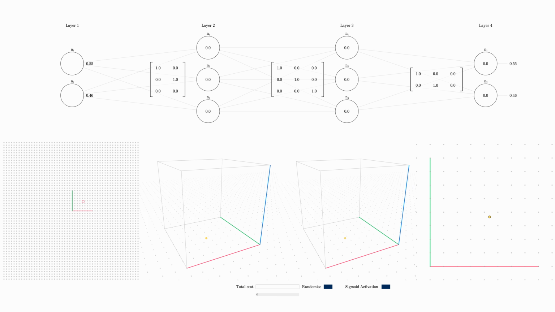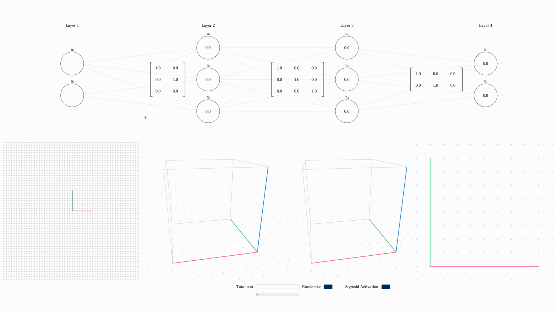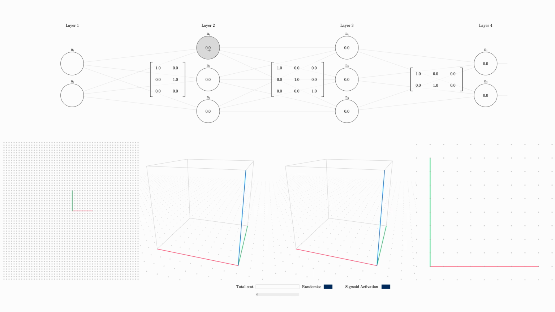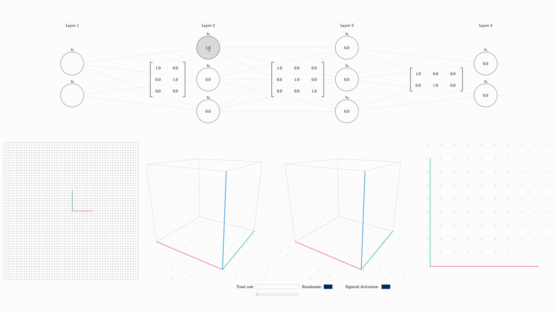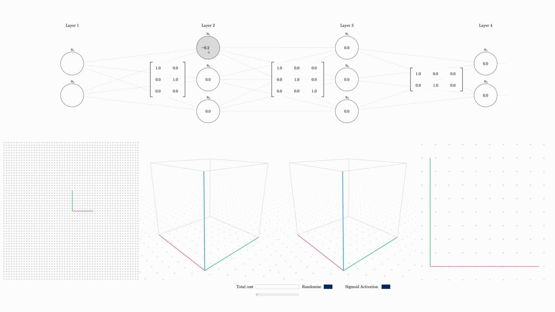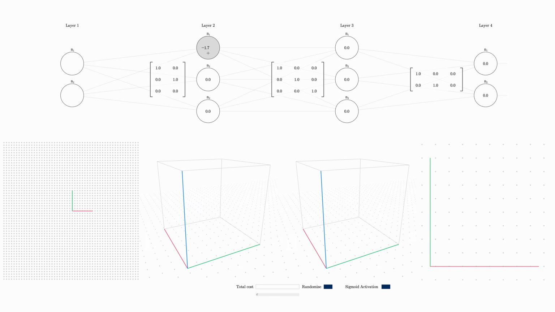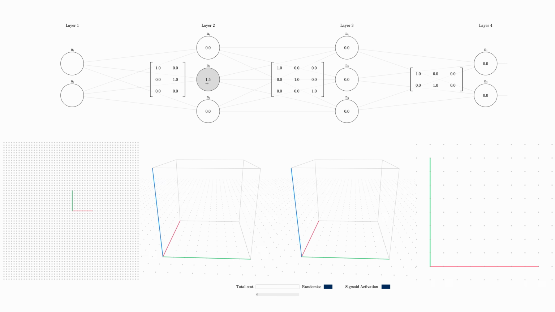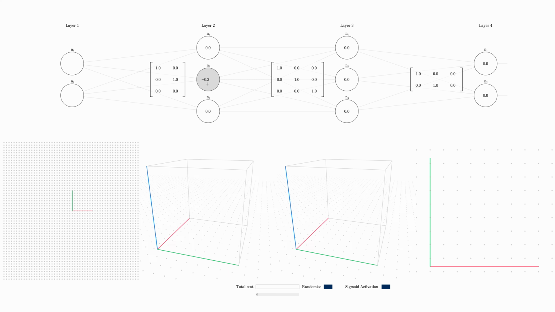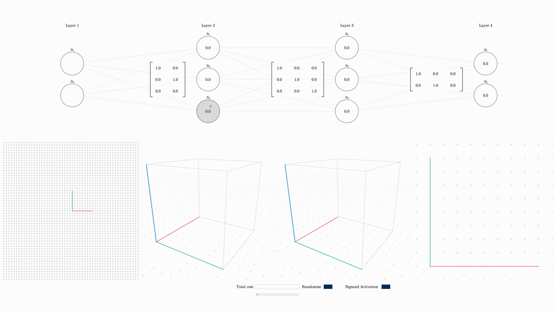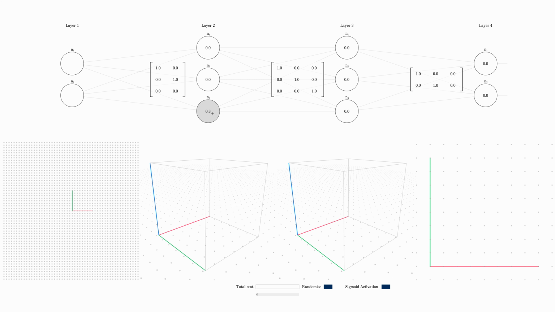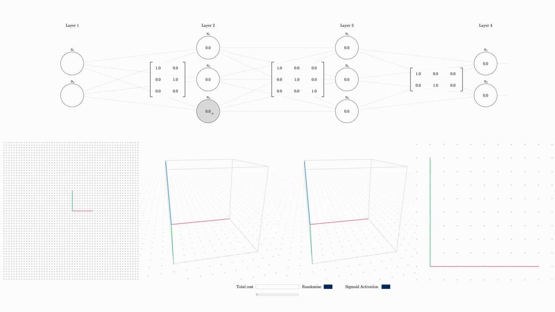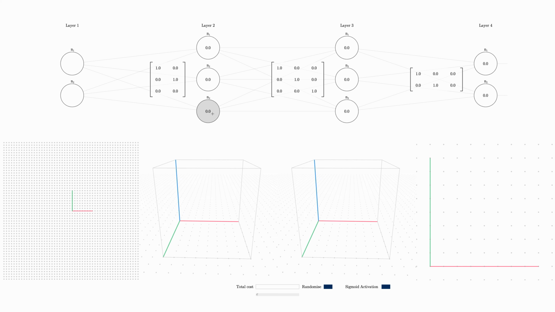Okay, so what happens if I now change the numbers in our vectors and in our matrices? Well, let's see. If I change the first bias, we are actually translating the space in the red direction. If I change the second bias, I'm translating the space in the green direction. And if I change the third bias, I'm translating the space in the z direction, as you can see here.